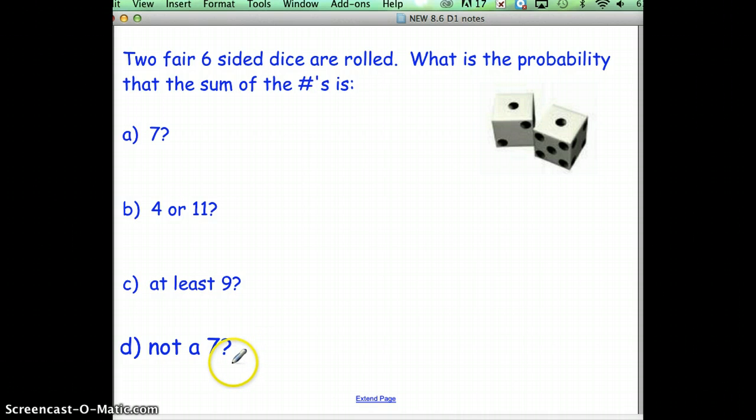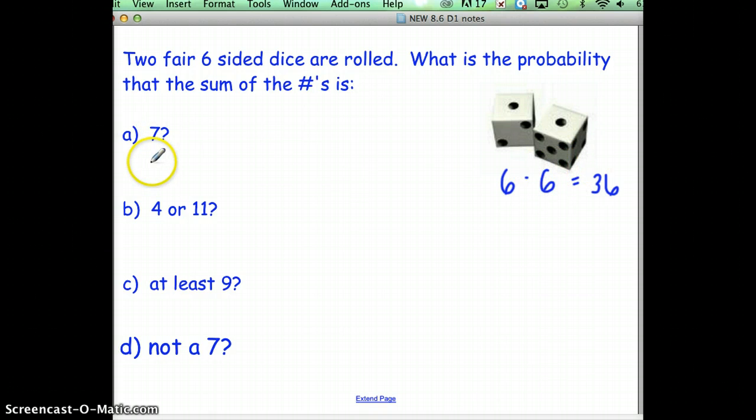Okay, let's do, I'm just looking for what would be good. Okay, let's do this one. 2 fair 6-sided dice are rolled. What's the probability that the sum of the numbers is a 7? Okay, now, how many different ways are there to roll the first die? There's 6. How many different ways are there to roll the second die? 6. That means there's a total of 36 possible outcomes. So just keep that in mind.